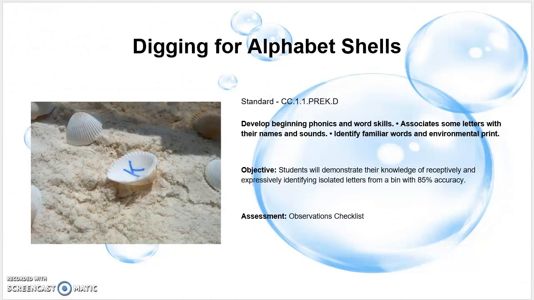The learning objective for this activity is students will demonstrate their knowledge of receptively and expressively identifying isolated letters from the bin with 85% accuracy. And an observation checklist will be used to assess students' understanding of the skill.